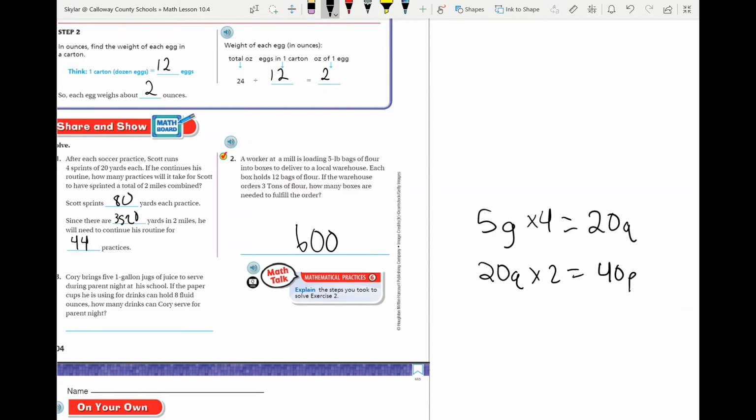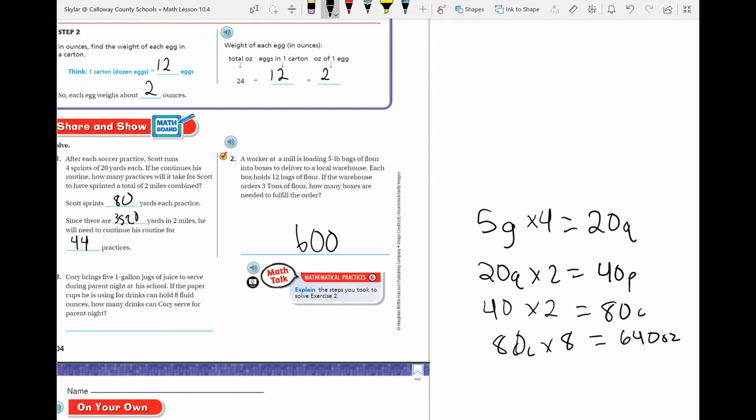We need to change those pints into cups, which gives us 80 cups. And finally, we need to change those cups into ounces. So that will give us 640. Man, that was a lot. So, not hard, just takes a few steps. So we've got 640 ounces.